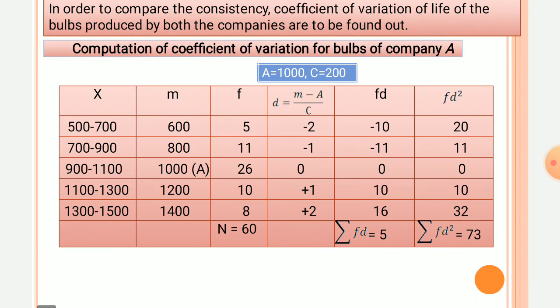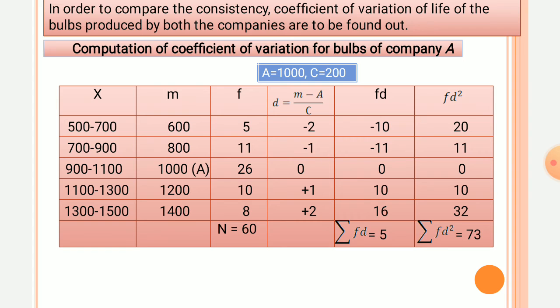So here we take the class interval in the first column. Then the mid value has to be calculated, which can be known as l plus u by 2: 500 plus 700 by 2 is 600, 700 plus 900 by 2 is 800, 900 plus 1100 by 2 is 1000. So likewise m is to be calculated. Then you take f, the frequency of company A: 5, 11, 26, 10, 8.